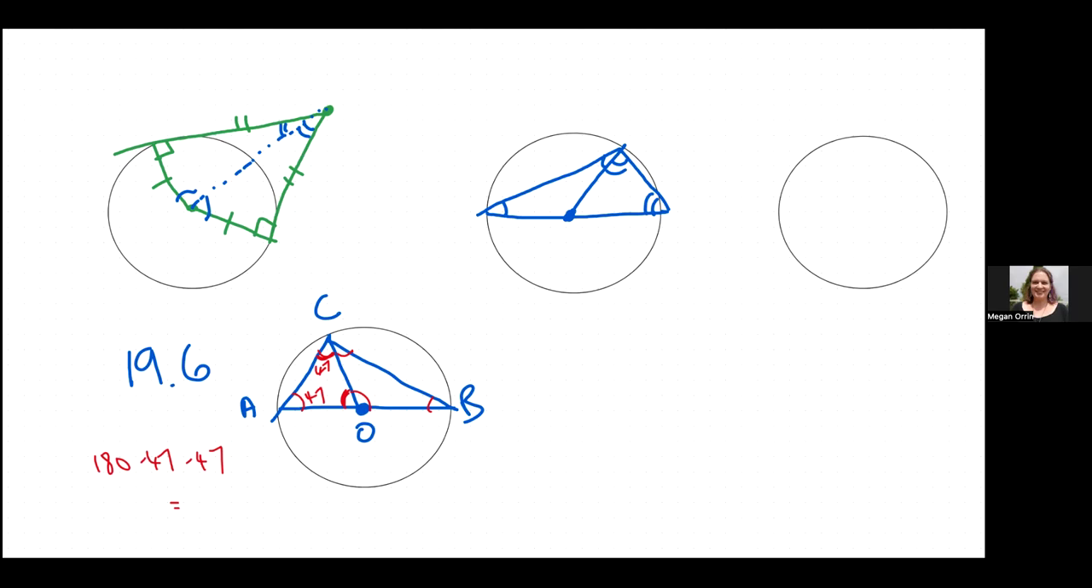This is 94. So take away 94 from this. That makes this 86. If that's 86, what's this here? 94. If that's 94, what do I know about these two angles? Tell me how you got that. 180 minus 94, because we've already got a 94. These are equal, so we just divide that by 2. And what did you say we got? Okay, so that makes this 43 and this 43.